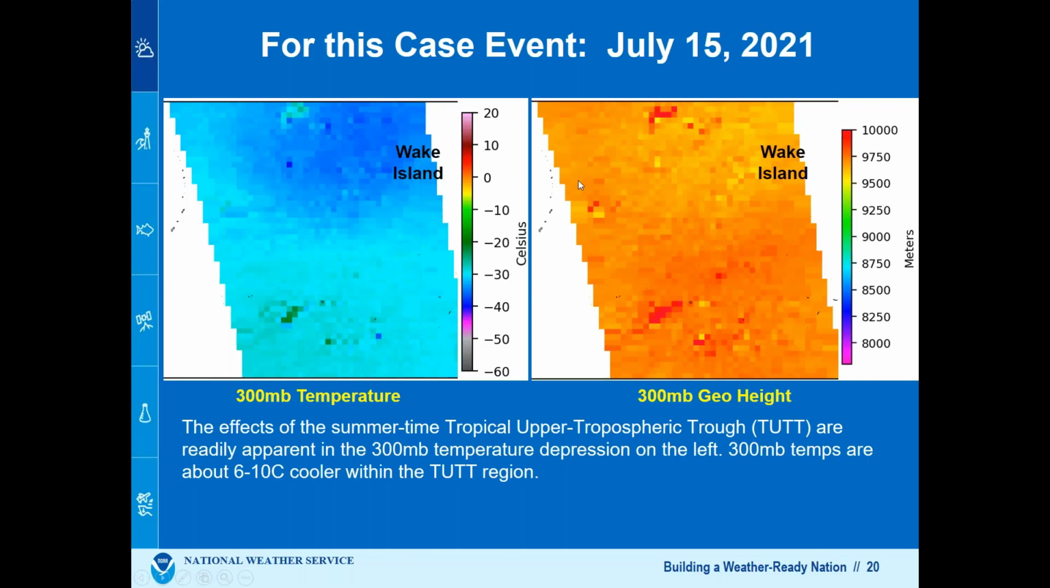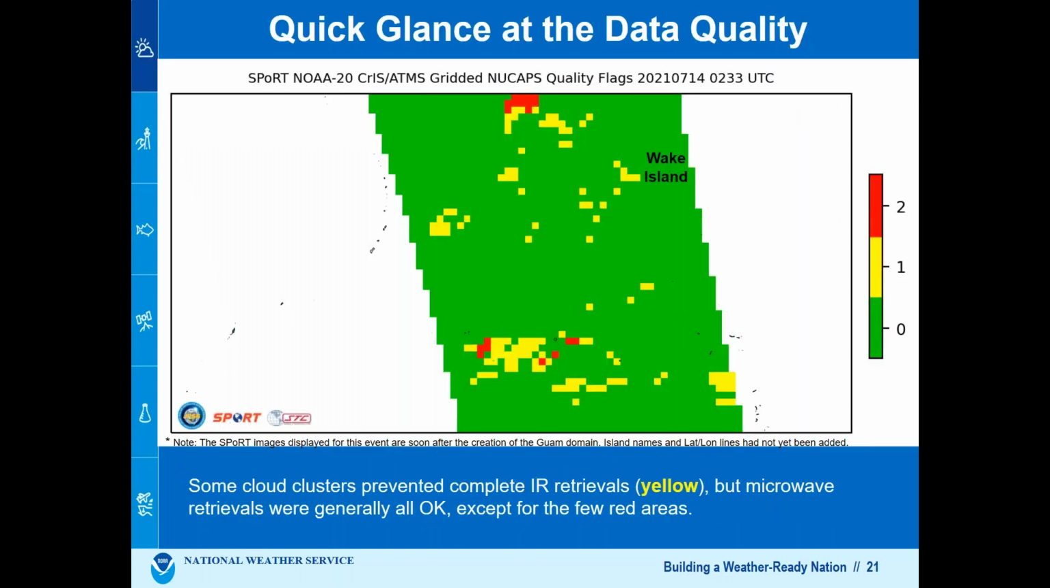But even looking at the 300 millibar heights, you can see probably about a 200 to 400 meter drop in that pressure height between the deep tropics and Wake Island. And sometimes in the tropics, it's just a very minute change that is needed to really result in a very different weather outbreak. So moving forward, let's take a look at the data quality.